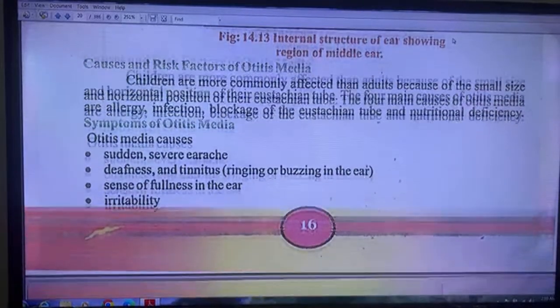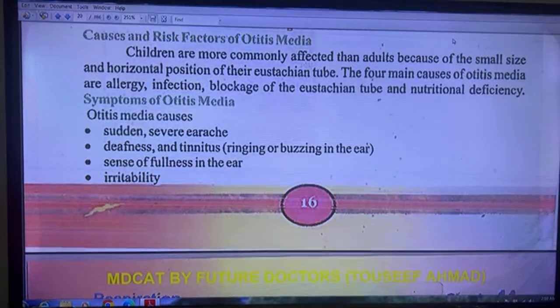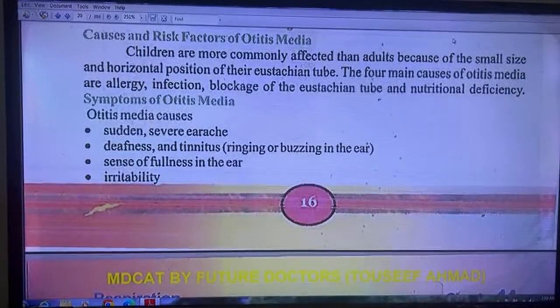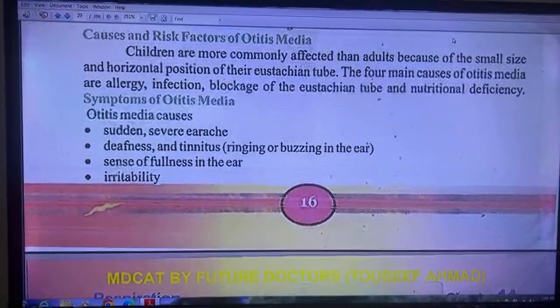Causes and risk factors of otitis media. Children are more commonly affected than adults because of the small size and horizontal position of their eustachian tube. The four main causes of otitis media are allergy, infection, blockage of the eustachian tube, and nutritional deficiency.